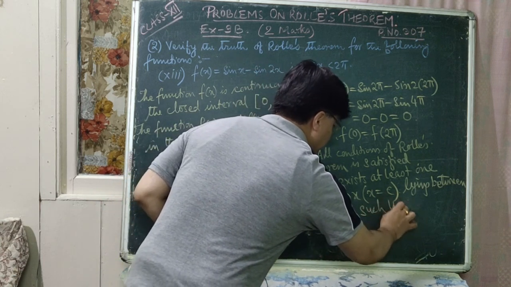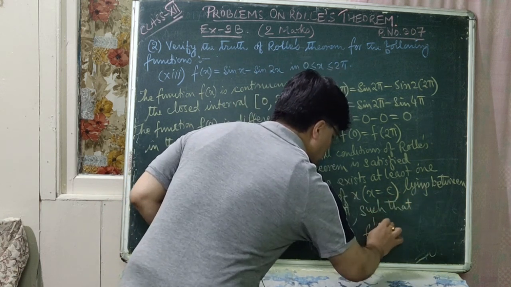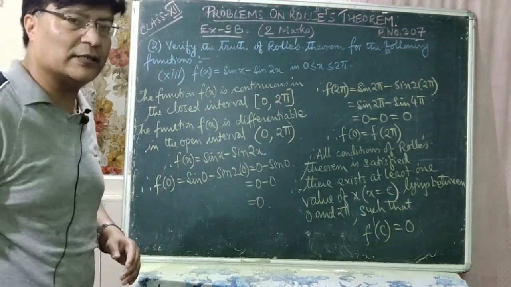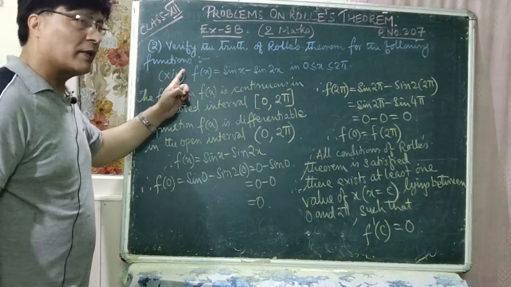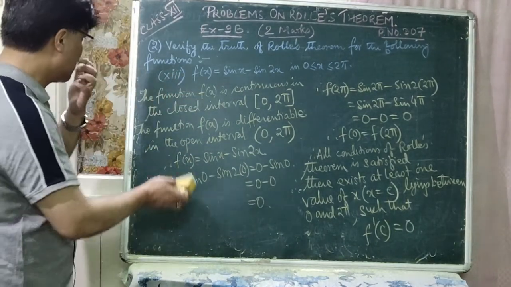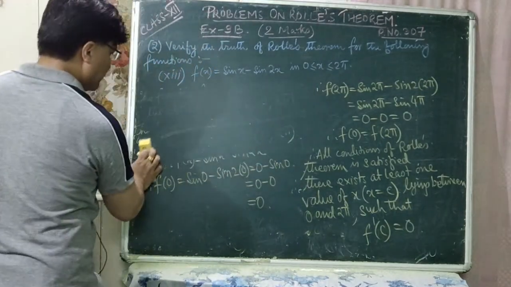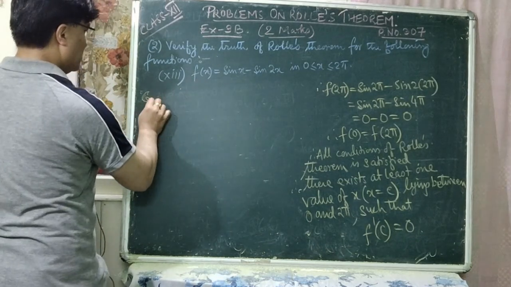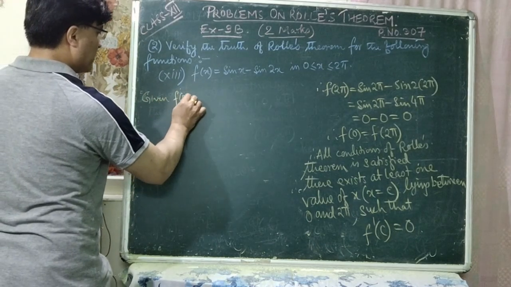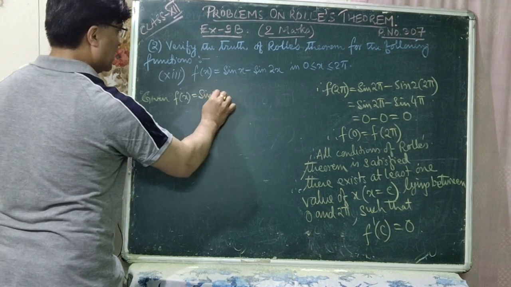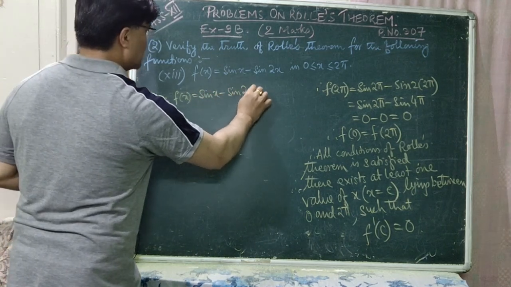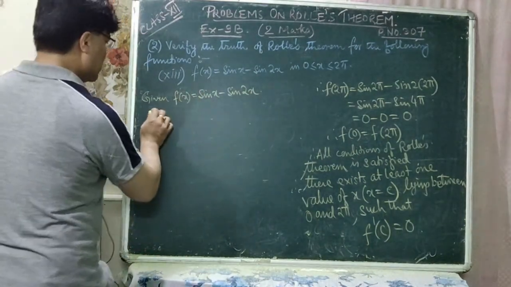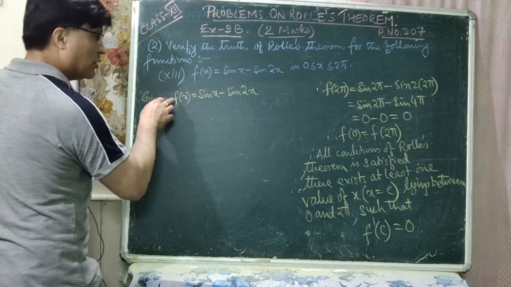such that f dash of c is equal to 0. Right? So now we have to differentiate this f of x. Here given is f of x is equal to sine x minus sine 2x. So we could have differentiated earlier also. Okay, so now let's differentiate it because we have not differentiated.